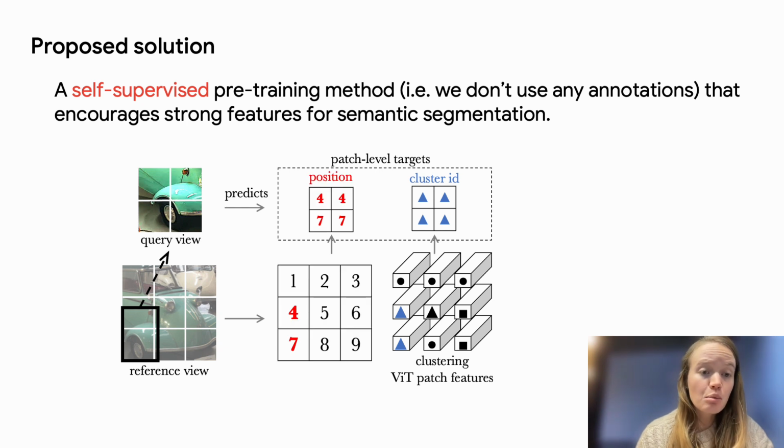Then the second type of patch-level target is position targets. And so here we simply ask the query to locate itself with respect to the reference view. So in the following, I'm going to focus more on this position prediction task because it's the most novel part of our work.